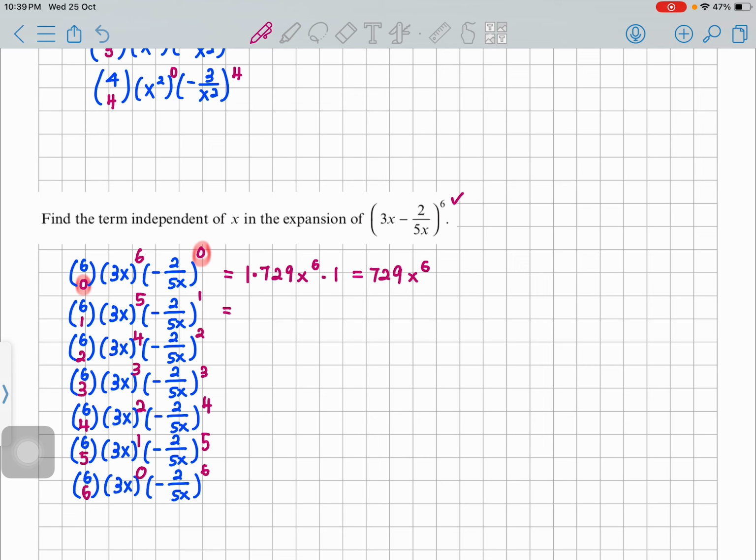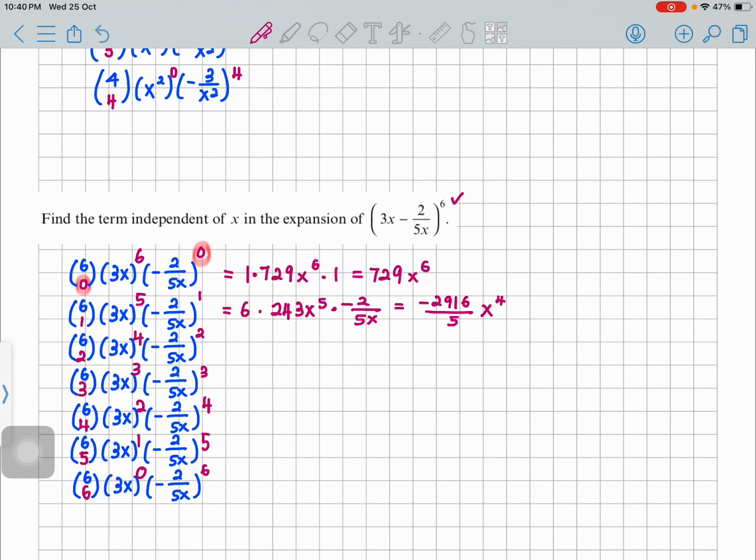Then my second one. You see how tedious it gets. Then I need to calculate what is 3 power of 5. So this gives me 243 x power 5. Then there is a minus 2 over 5x here. When I simplify, I'm going to get negative 2916 over 5, and this is x power 4.